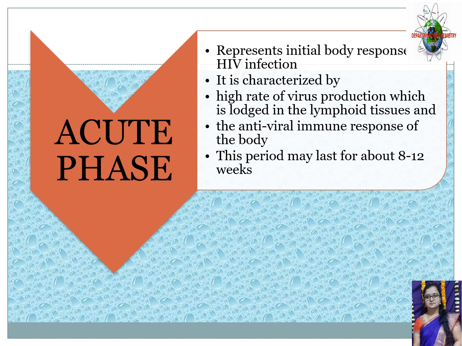Acute phase represents the initial body response to HIV infection. It is characterized by a high rate of virus production, which is lodged in the lymphoid tissues, and the antiviral immune response of the body. This period may last for about 8 to 12 weeks.